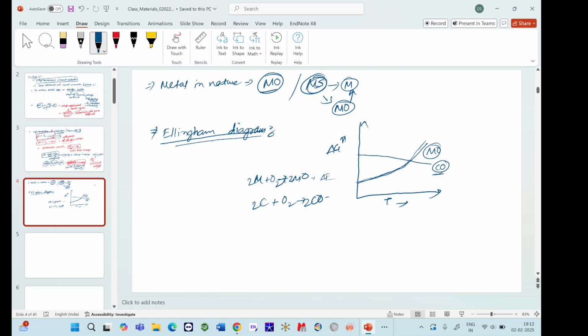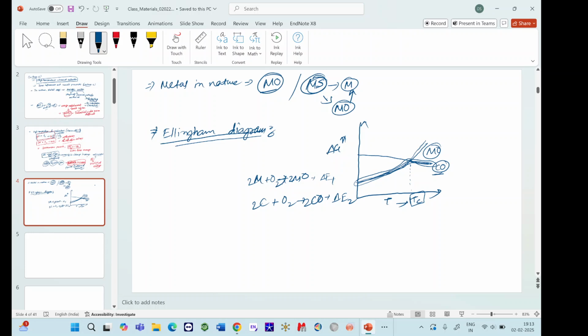This also has some certain energy requirement. So when you heat it, after a certain point, say this is T critical, TC, it will follow this path. Okay. So if you mix metal oxide with carbon and you start heating it, after a certain point you will get carbon monoxide and then you can get the pure metallic form. Okay, this is the utility of the Ellingham diagram.